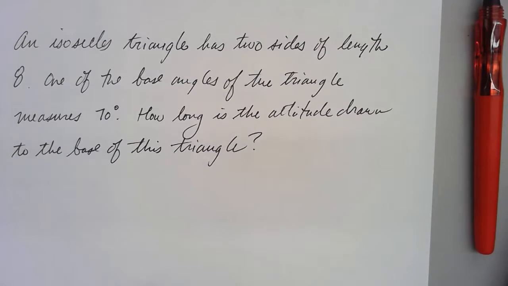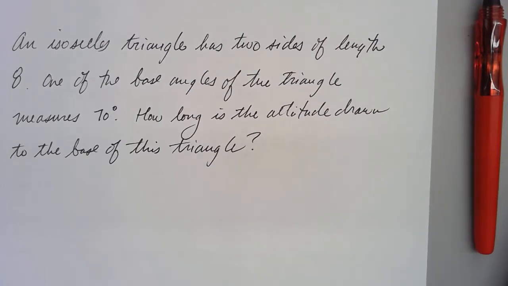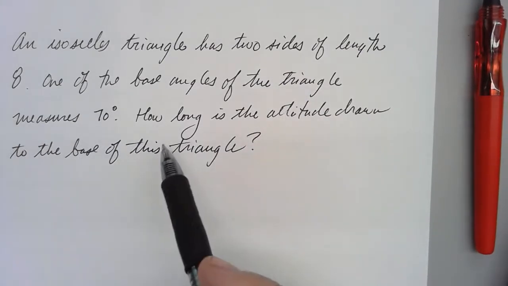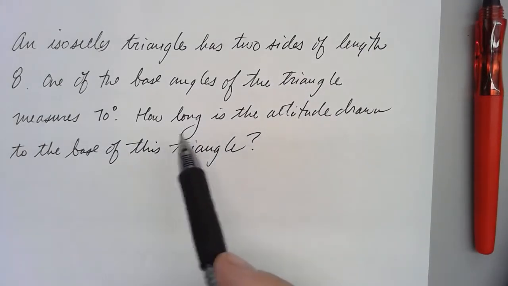An isosceles triangle has two sides of length 8. One of the base angles of the triangle measures 70 degrees. How long is the altitude drawn to the base of this triangle?